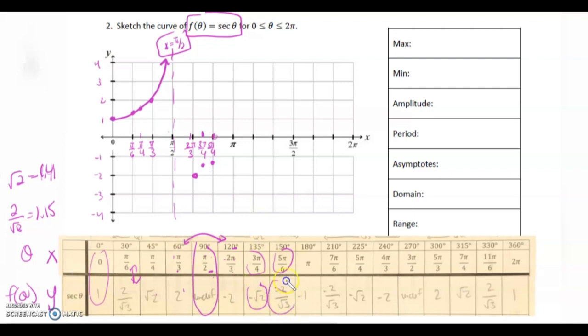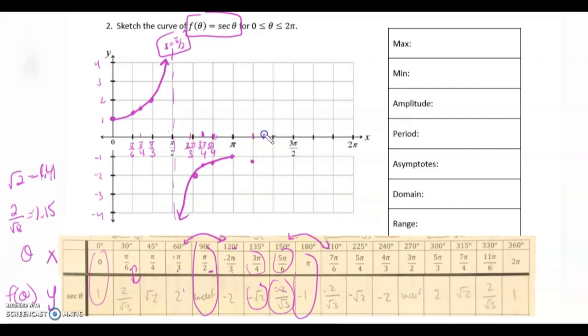Okay, -2 over 3 is -1.1. And then at pi, we have -1. So we can connect those. And on this side, it's going to be symmetric. Okay, so then at this dash, we're going to have -1.1.